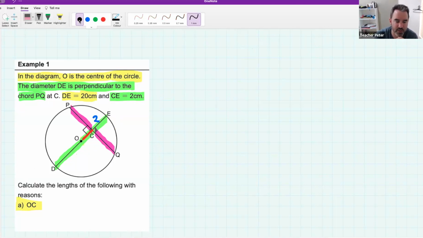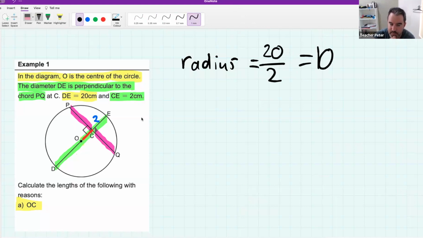Who can tell me the length of a radius? You know the diameter. What is going to be the size of the radius in this question? So if the diameter is 20, then I think the radius should be 20 over 2, which is 10.